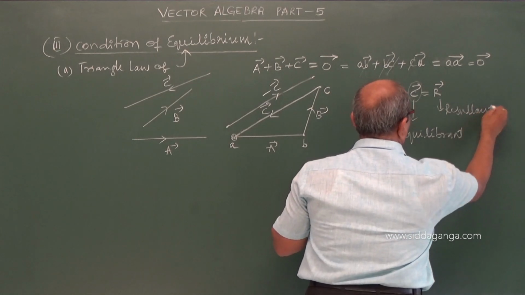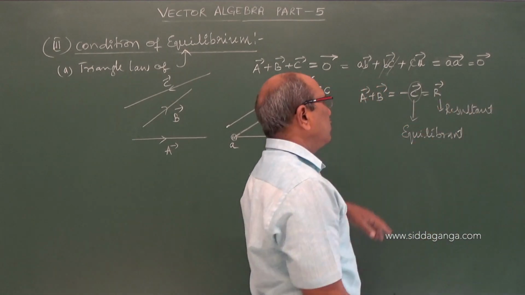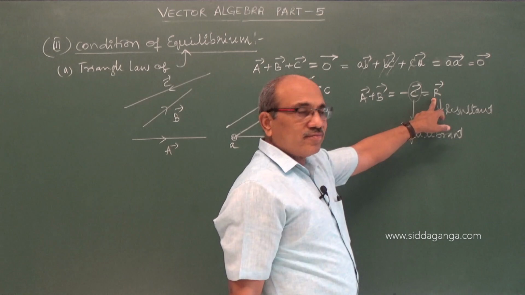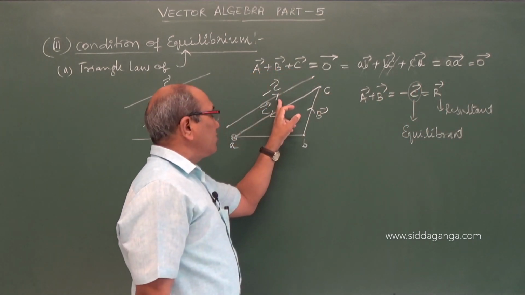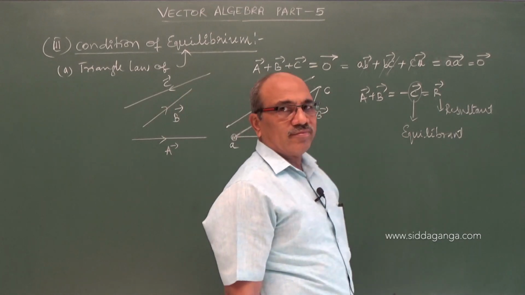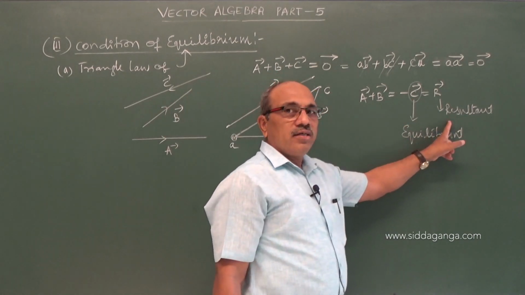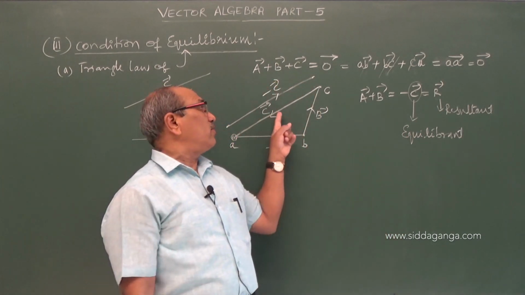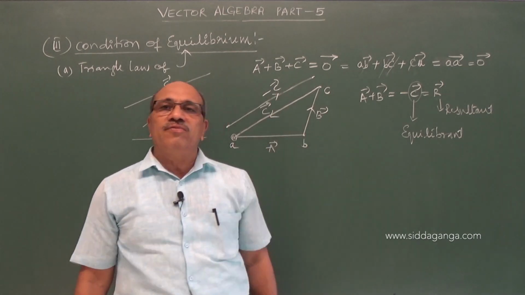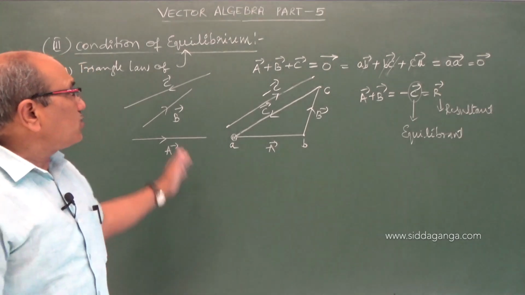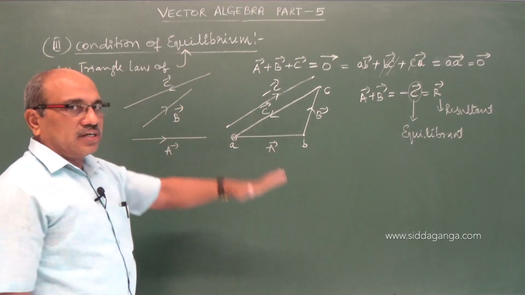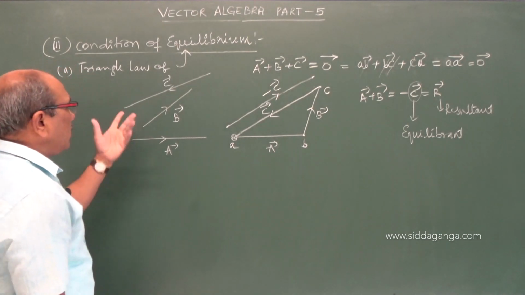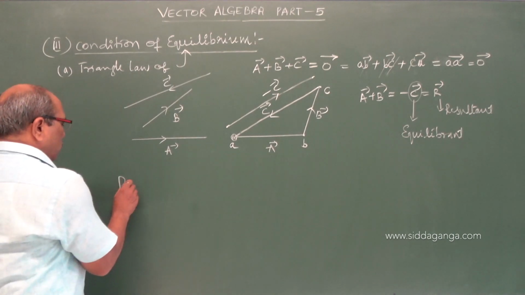Equilibrant with a minus sign indicates it is opposite to the resultant and has the same magnitude. Always we say the equilibrant is equal and opposite to the resultant. So if you know the resultant, we can get the value of the equilibrant, magnitude same, direction opposite, as shown in the triangle law of vector addition. Even we can go for the polygon law of vector addition, the same polygon law of equilibrium.